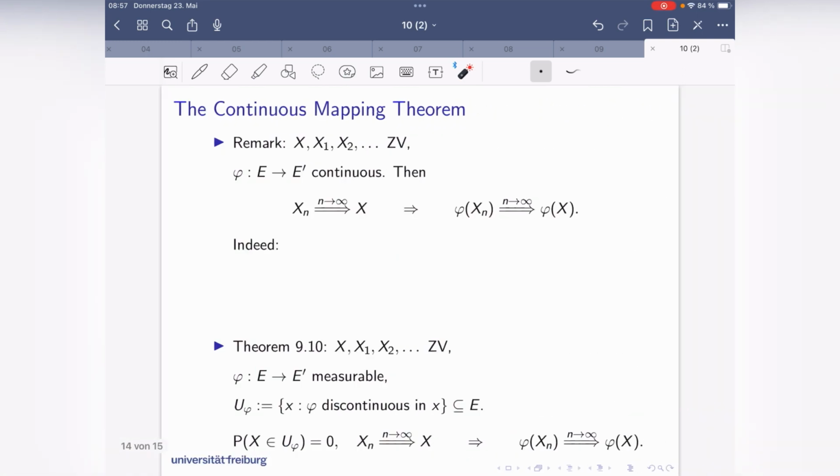There are two more results. The first is called the continuous mapping theorem. And first of all, the following simple thing holds. If xn goes weakly to x and phi is continuous, then phi of xn also converges weakly to phi of x. Why is that?